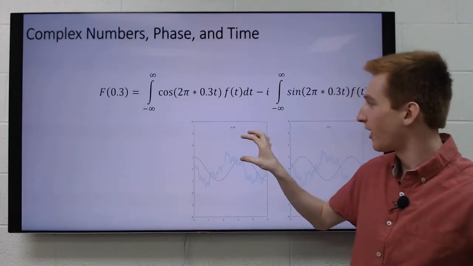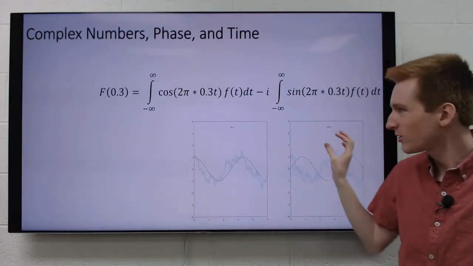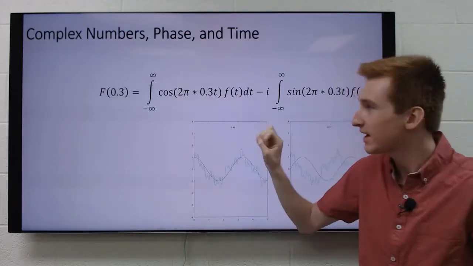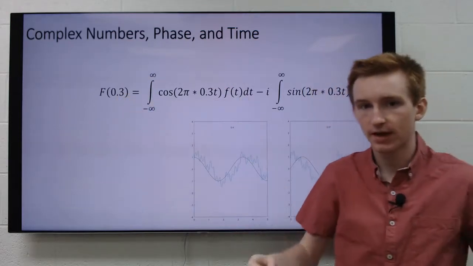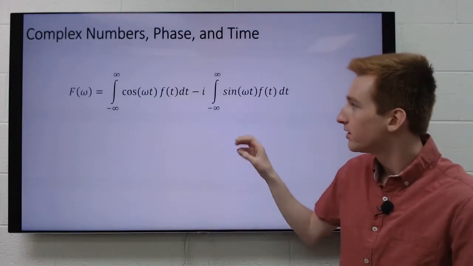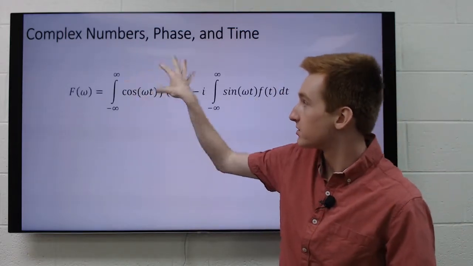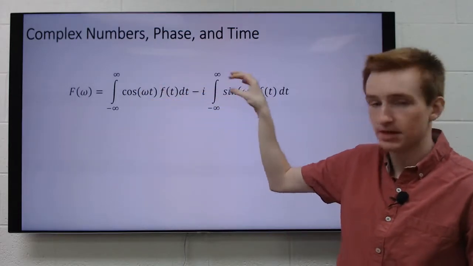So this is how A and B change with time. But we don't really want to see how A and B change with time. We want to see how f of omega changes with time, so we want to see how this whole sum changes. And so the question is, how do we plot f of omega? Let's do that real quick. We have f of omega is the real part, which is the comparison score with the cosine, plus i times the comparison score with the sine.